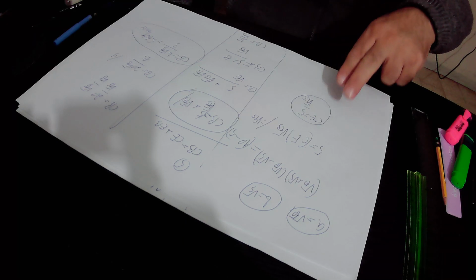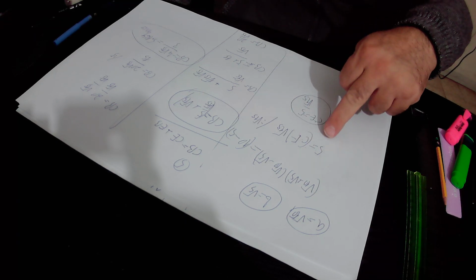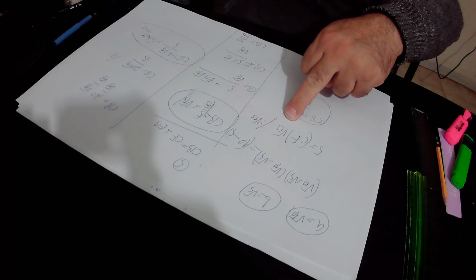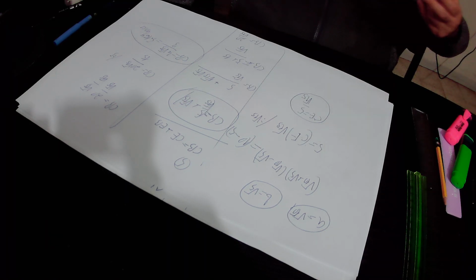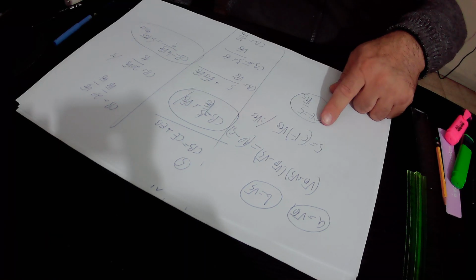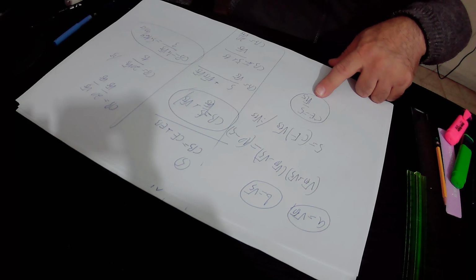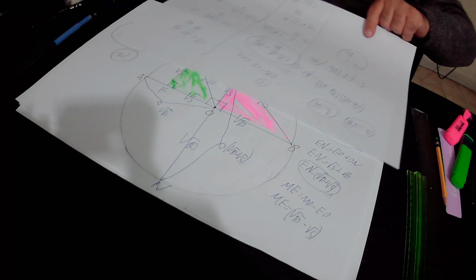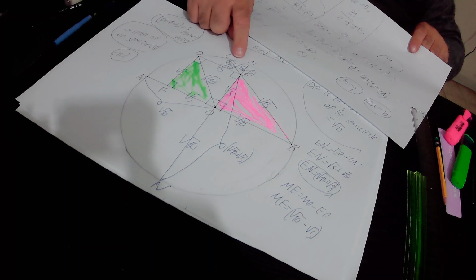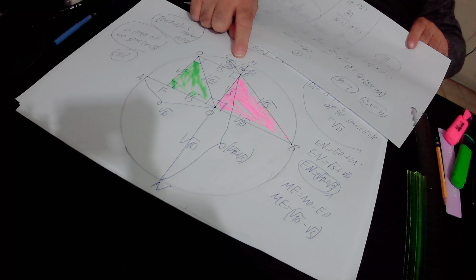So this expression, which equals 5, equals CE times square root of 15 according to rule number 2. Here we divided by square root of 15 and found that CE equals 5 over square root of 15. Here CE, the missing line segment, equals 5 over square root of 15.